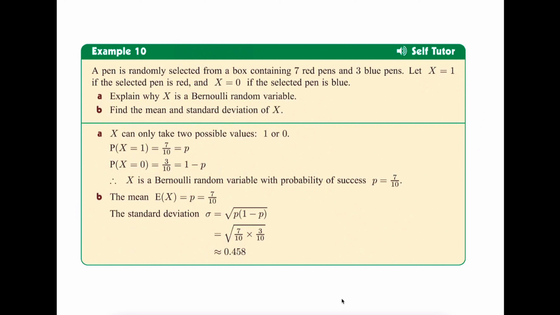What's the mean and standard deviation? The mean is just 7 out of 10. The standard deviation is 7 out of 10 times 3 out of 10, all under the square root, which is 0.458.